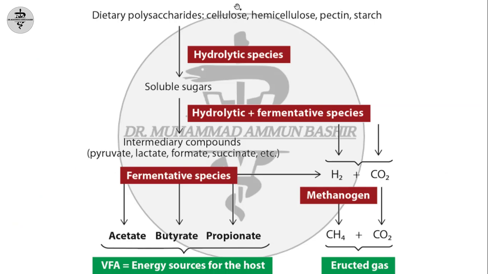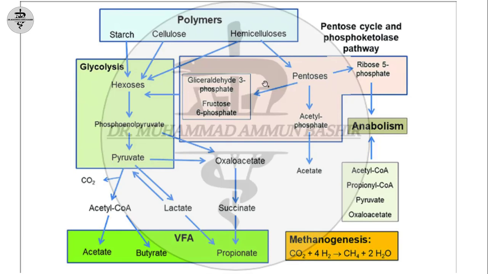When the animal is fed, carbohydrates in the stomach break down into soluble sugars, then into the intermediate compounds pyruvate, lactate, formate and succinate. On these intermediate compounds, rumen microbes act and convert them into the volatile fatty acids acetate, butyrate and propionate, which are used by the cow as a source of energy via absorption from the rumen papillae into the bloodstream, as well as the production of methane and carbon dioxide when the fermentation of carbohydrates occurs inside the rumen of the cow. And one more example is here.